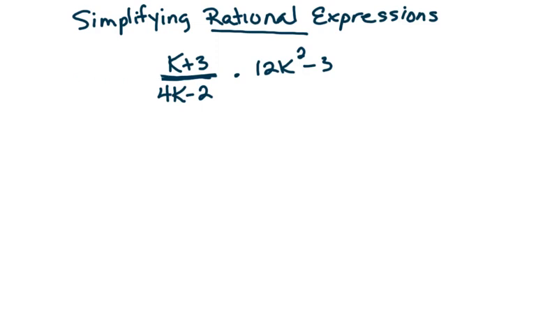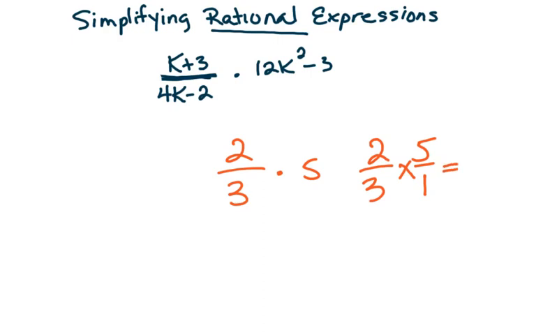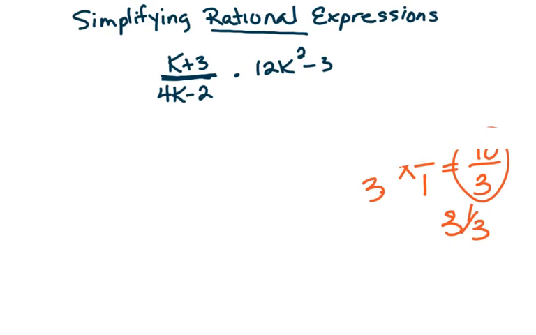Let me show you something. If I multiply 2 over 3 times 5, the way I do it is I go 2 over 3 times 5 over 1. And then I just multiply straight across and simplify. So 2 times 5 is 10. 3 times 1 is 3. So it's 10 thirds, and then I can simplify it if I want to, 3 1/3. All right, but that's how you multiply fractions.